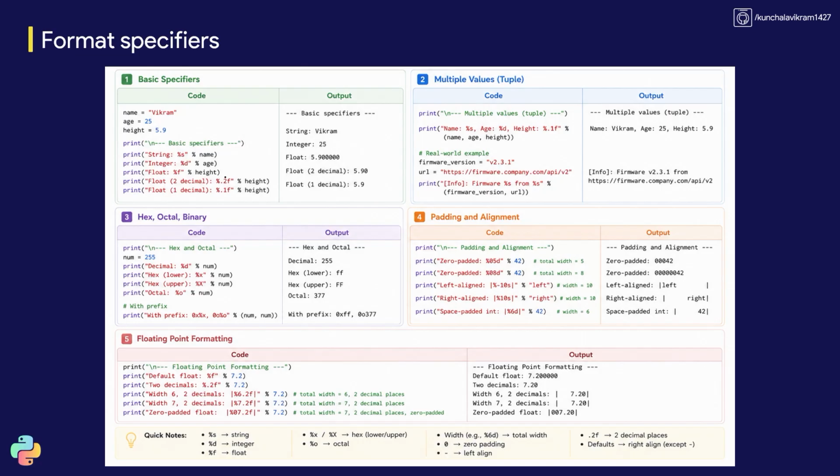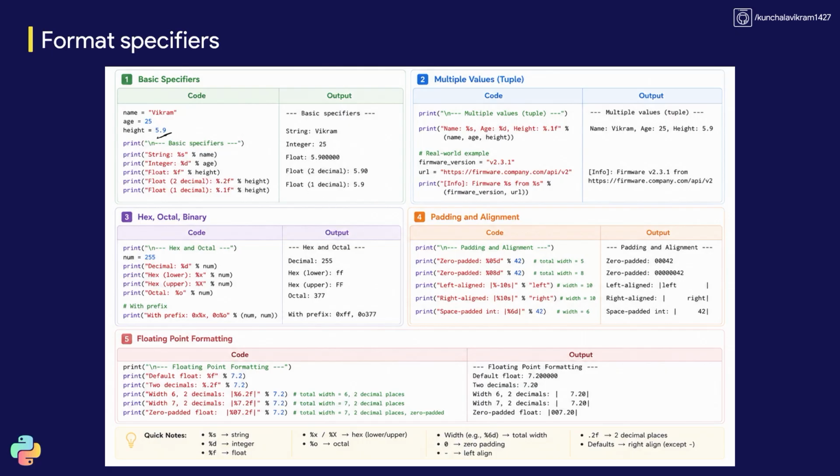So you can control the width here. Percentage f will basically print the entire float, plus percentage dot 2. I'm saying after the decimal I want to have 2 digits. That's the reason for 5.9, after the decimal there is only 1, that is 9, so it will add one more value, that is 0. So after the decimal it is 2 digits, 90. Similarly percentage dot 1f will just print 5.9.